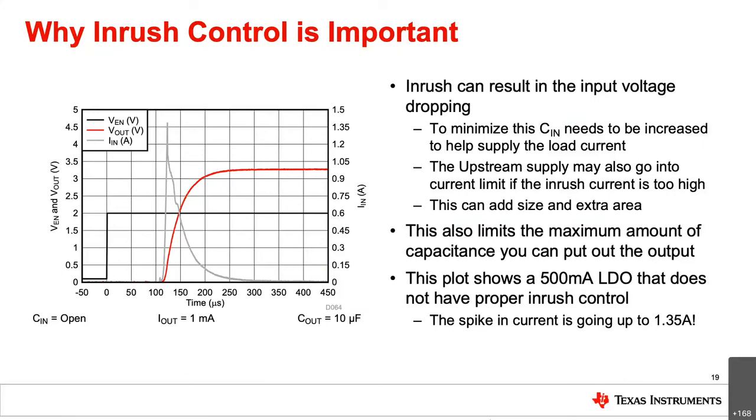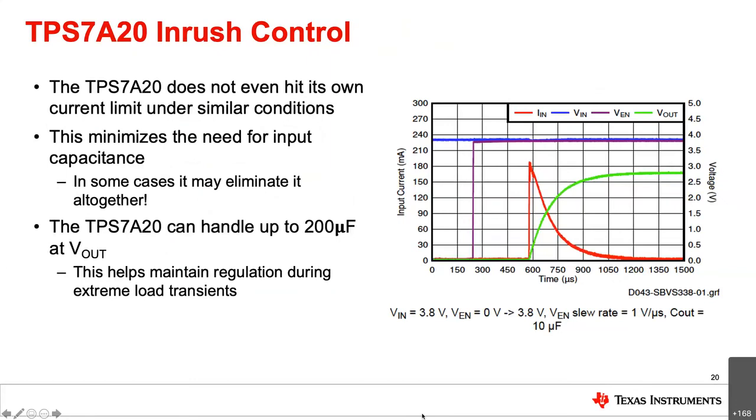On the TPS7A20, you can even see that under similar conditions, it does not even hit its own current limit, which means that you can minimize the need for that input capacitance or even really eliminate it altogether in some cases. Another improvement on this device was the ability to handle up to 200 microfarads of capacitance on the output. This helps both the PSRR at higher frequencies, which are dominated by the pole of the output capacitor, and helps to maintain regulation during extreme load transients. Having this inrush control feature truly allows this device to withstand requirements in strict industrial systems.